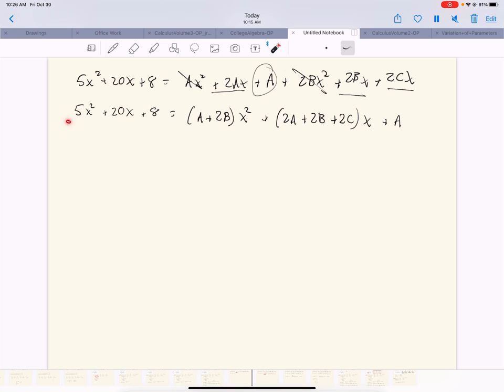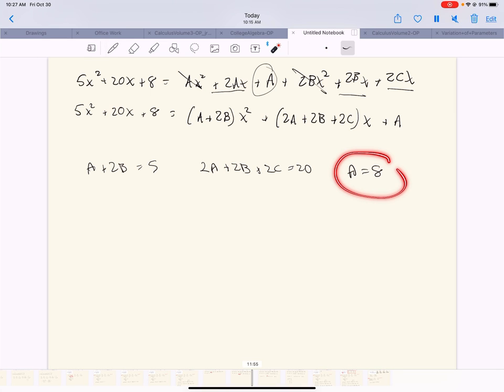Once you go through here, notice what's in front of the x squared on this side is an a plus 2b, and what's in front of the x squared on the other side is the 5. That gives us an equation: a plus 2b is 5. The middle term is 2a plus 2b plus 2c, the coefficient in front of x. The coefficient in front of x on the other side is 20. So we have another equation: 2a plus 2b plus 2c equals 20. And finally, the constant term on the left is 8, and the constant term on the right is a. So a must equal 8.